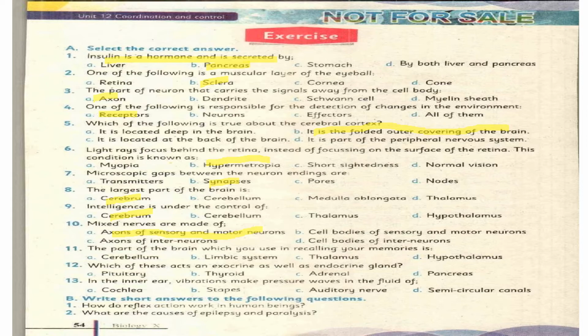The part of the brain which you use in recalling your memories is the limbic system. Which of these acts as an exocrine as well as endocrine gland? Pancreas. In the inner ear, vibrations make pressure waves in the fluid of the cochlea.